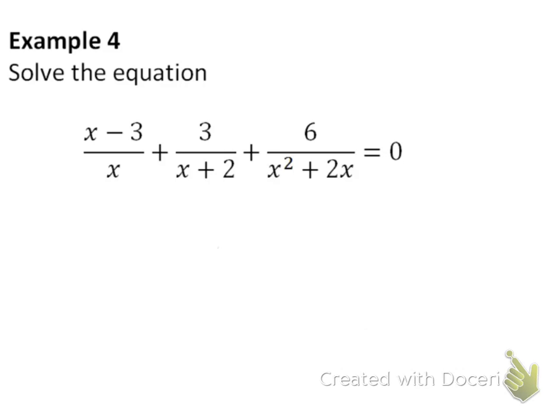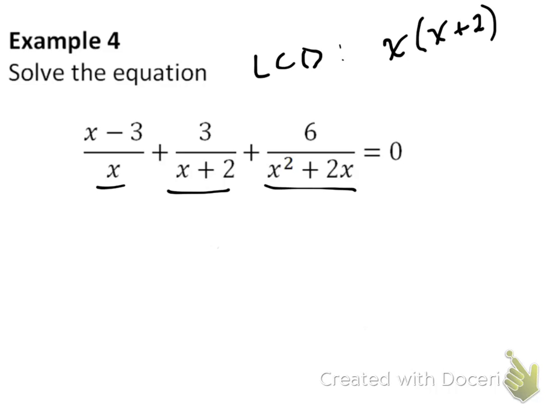Last example here. Solve this equation. All right. So first thing, find the LCD. We can kind of rewrite this, x squared plus 2x, we can rewrite that as x times, we can factor out an x times x plus 2. Alright, so this works out good again here because we have an x plus 2, and then an x times x plus 2. So this is going to be the LCD.